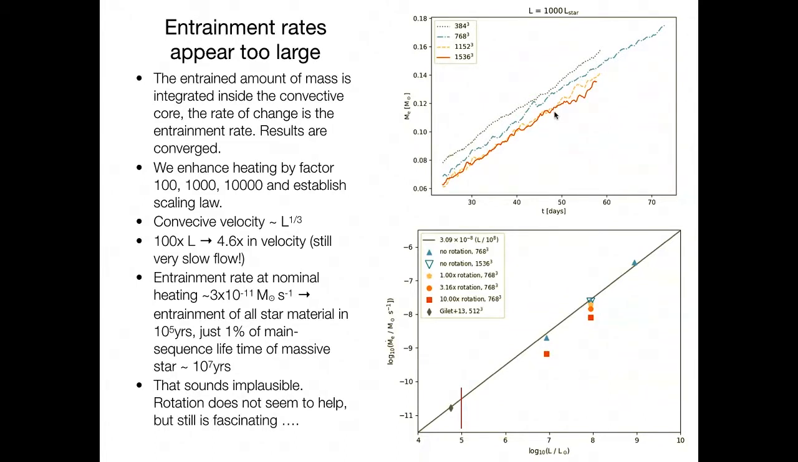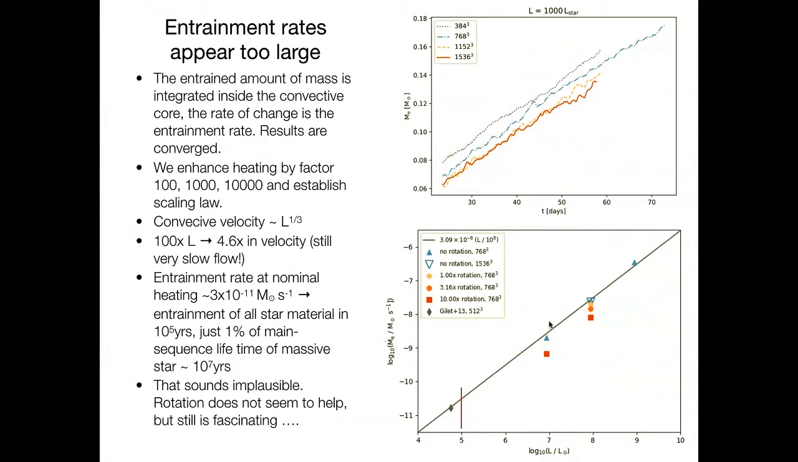And you can see that independent of the resolution, over a wide range of grid resolutions, the entrainment rate is essentially identical. There's a little bit of an offset because at low resolutions the initial transient is a little bit stronger, but after that initial transient, not seen here, the entrainment rate is the same. So the entrainment rate that we measure is numerically converged. It does not depend on the numerical resolution.